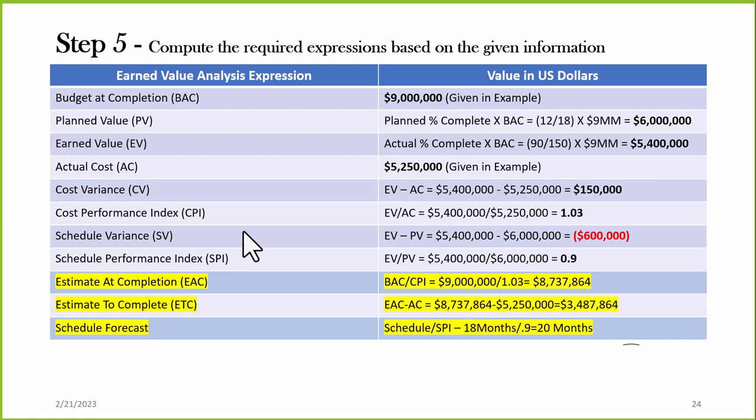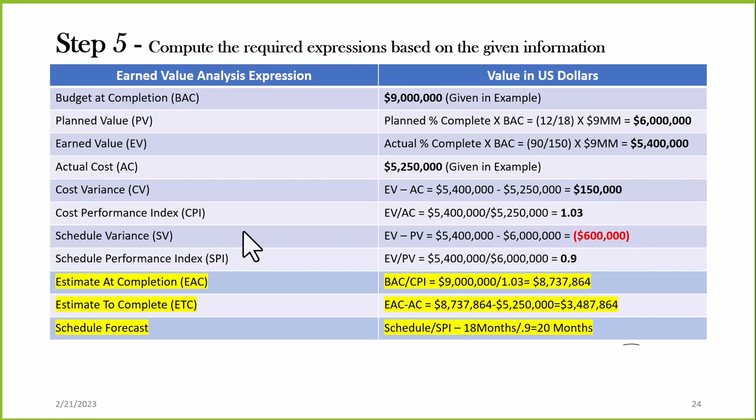What is my ETC? Estimate to complete. How much more money will I be spending from now to the end of the project based on my new EAC? So there's a formula that says EAC minus AC, and that will give me our ETC of $3.5 million basically. So I have to spend another $3.5 million for this project to be complete based on my current spending efficiency.